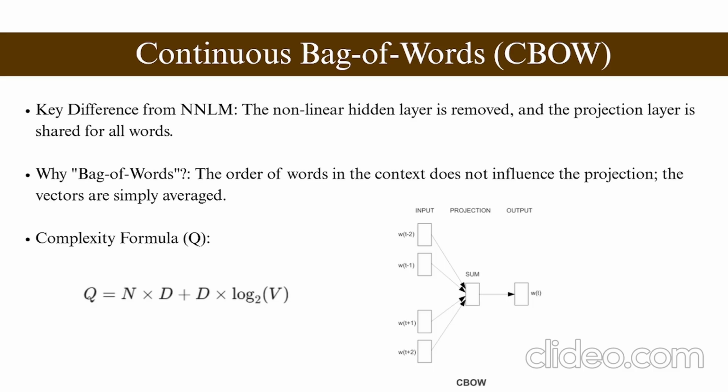It is called a bag of words because the order of words in the context does not matter. The vectors of the context words are simply averaged or summed together. This removes the n times d complexity from the hidden layer and replaces it with a much simpler calculation, which is Q equals N times D plus D times log base 2 of V. By removing the hidden layer, CBOW becomes incredibly fast, allowing it to swallow billions of words and learn the relationships between them through sheer exposure to context.